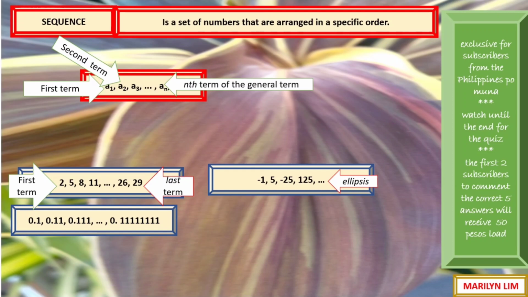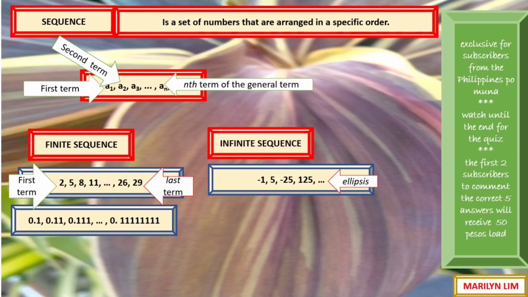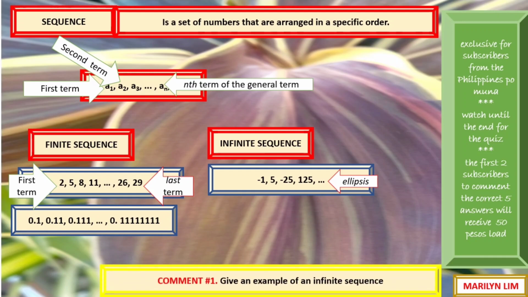Another example. Can you identify the first term and the last term? Okay, that's very good. The two examples with the first term and the last term are what we call a finite sequence. A finite sequence is determined by having the last term. And for the infinite sequence, our clue is that it has an ellipsis. Ellipsis tells us that the sequence is infinite, so it doesn't have the last term yet.